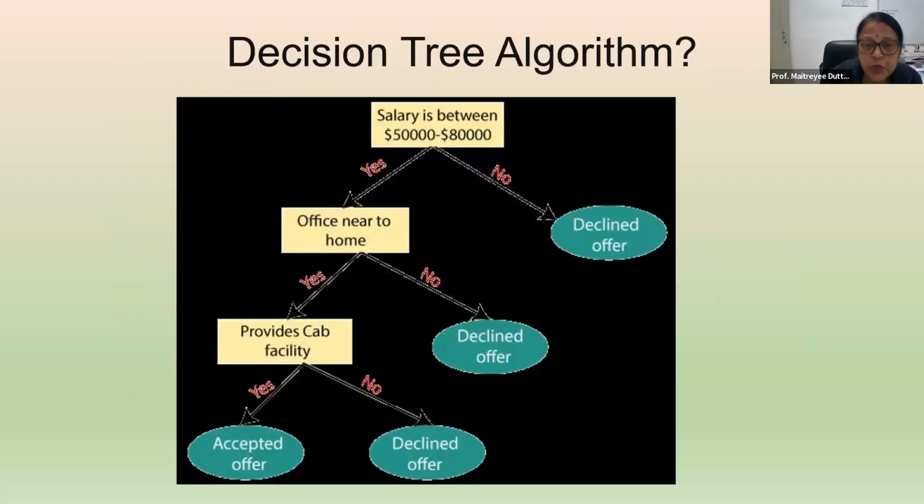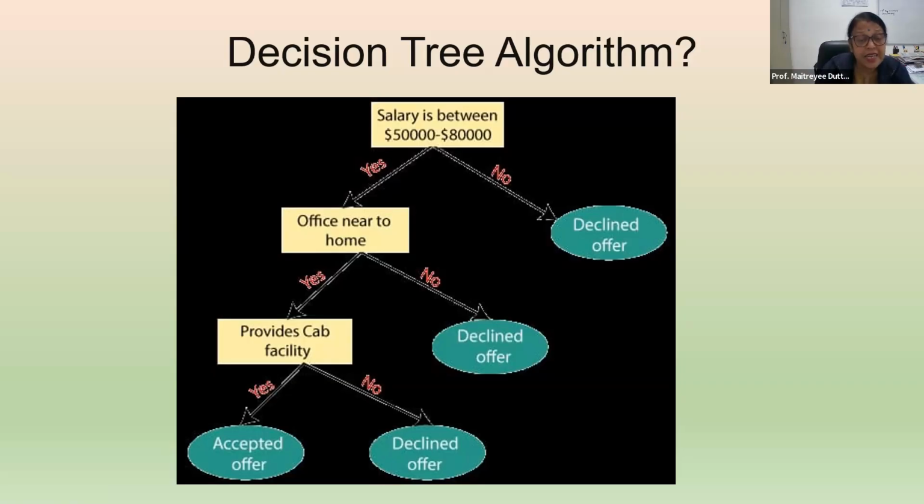So for example, this is actually a decision tree. This is an example, right? We want the offer to be accepted or declined, right? So there are some parameters. The first parameter we have selected is whether salary is between 50,000 and 80,000, right? Yes or no. If it is yes, then only we will go further. If it is no, we will decline, right? So that way we have classified it as a declined offer. If it is yes, then again we will split. How will we split?